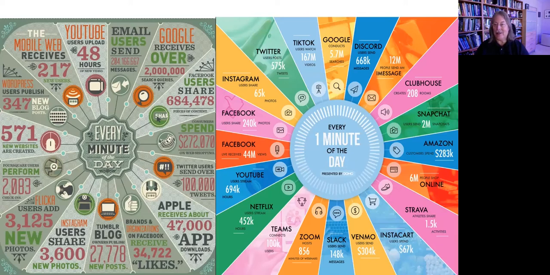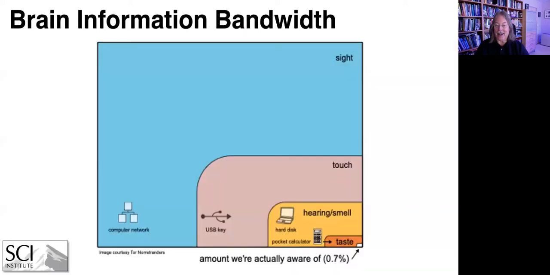But if you look at just the numbers on that, this is every minute of the day. So 5.7 million Google searches every minute of the day. Customers are spending $283,000 on Amazon every minute of the day. And we are contributing to 856 minutes of Zoom webinars every minute of the day. So it's just incredible. And so how are we going to understand all of this data that's streaming everywhere?